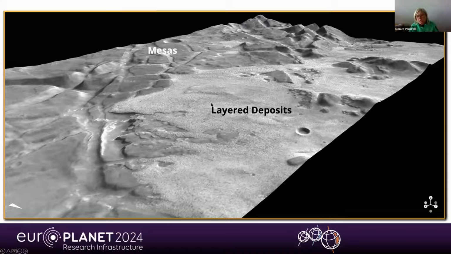This is something which is a step forward in the knowledge of the area. This is the science part. But now we are looking at the stratigraphic relations between the units.